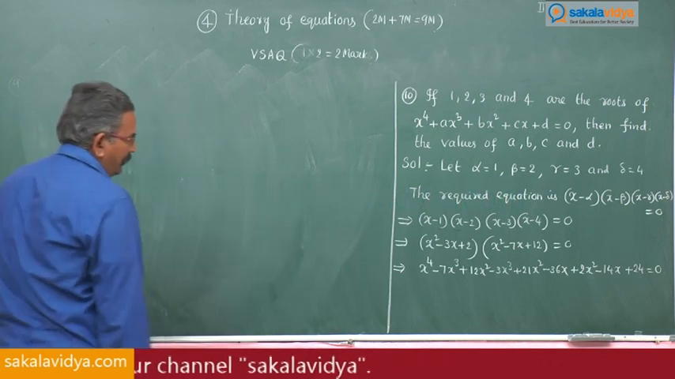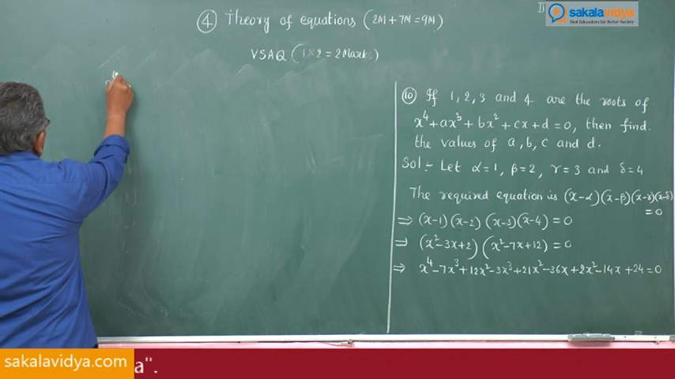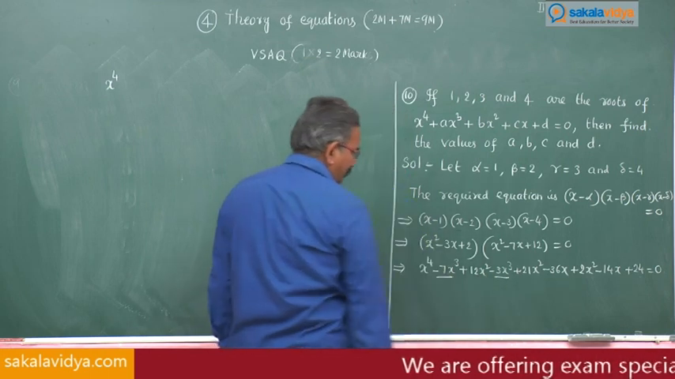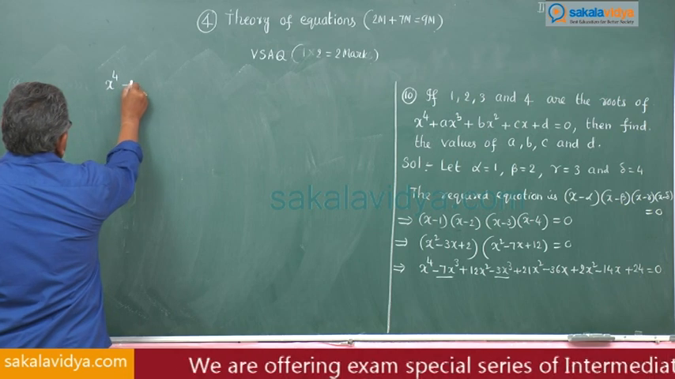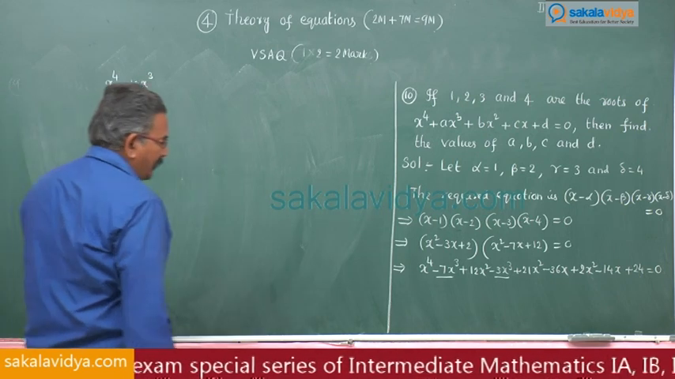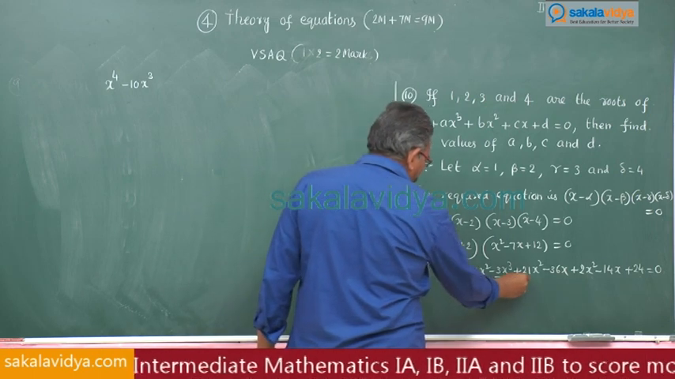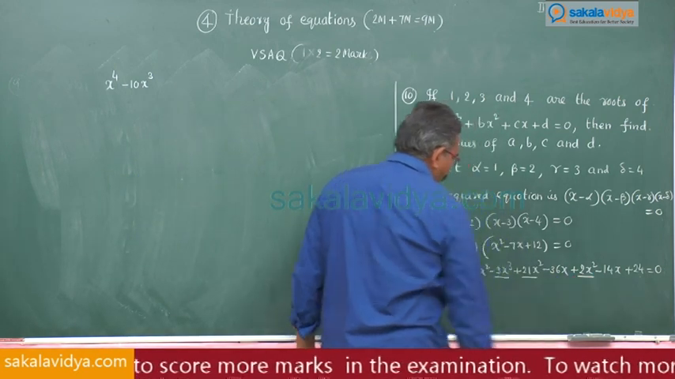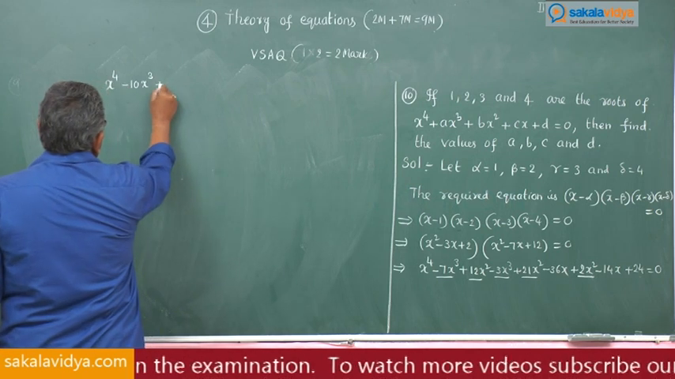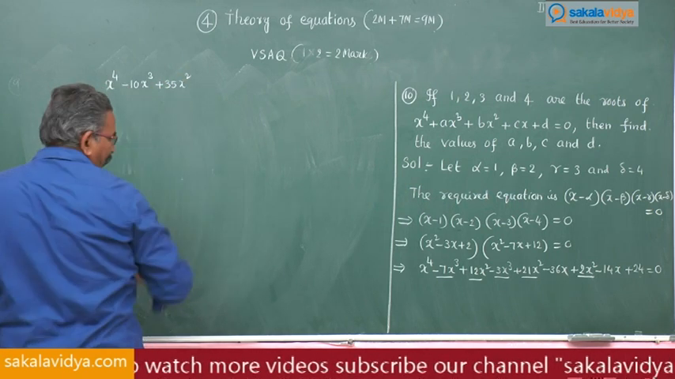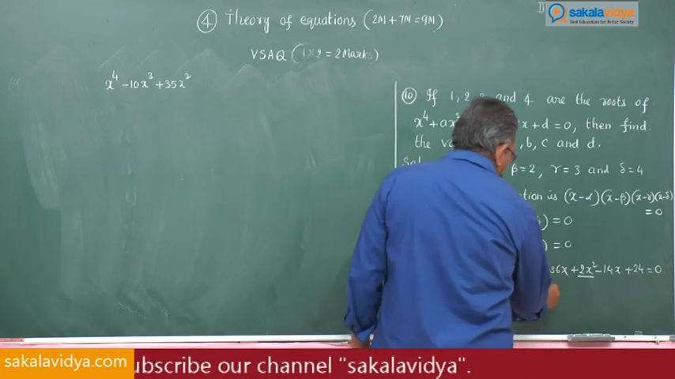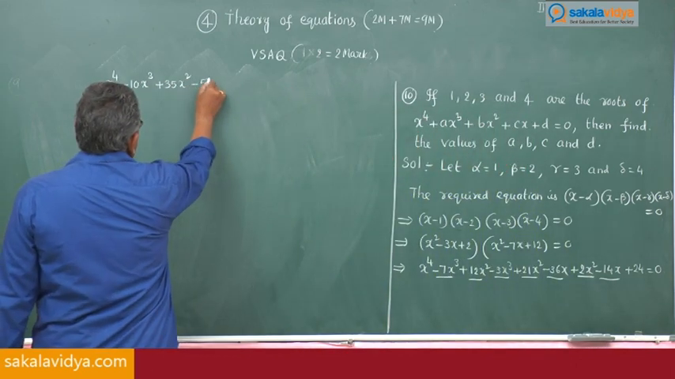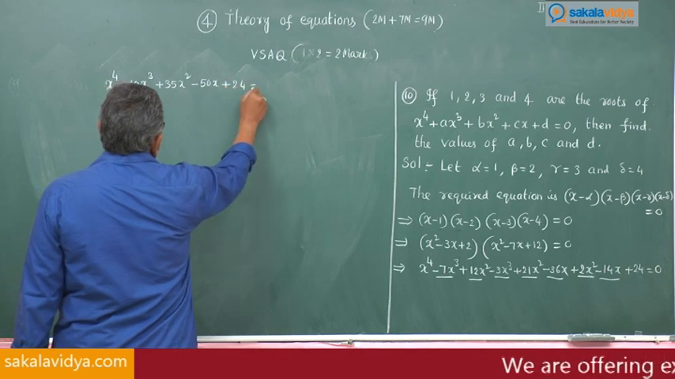Now, x to the power of 4, next x cube terms, minus 7x cube, minus 3x cube, that is minus 10x cube, next x square, 12x square plus 21x square, that is 33x square, plus 2x square, 35x square. Then go for x terms. What are the x terms? So, minus 36x minus 14x, that is minus 50x, the constant remaining is 24 is equal to 0.